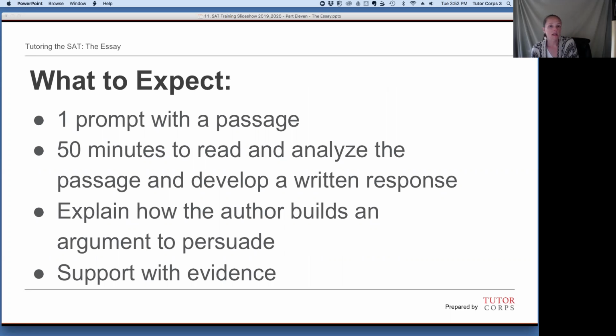Students taking the essay can expect to be provided with a prompt along with a reading passage. They'll have a total of 50 minutes to read and analyze the passage and develop a written response. In that written response, they'll be essentially explaining how the author of the passage develops their argument to persuade, and then supporting that explanation with evidence from the passage itself.